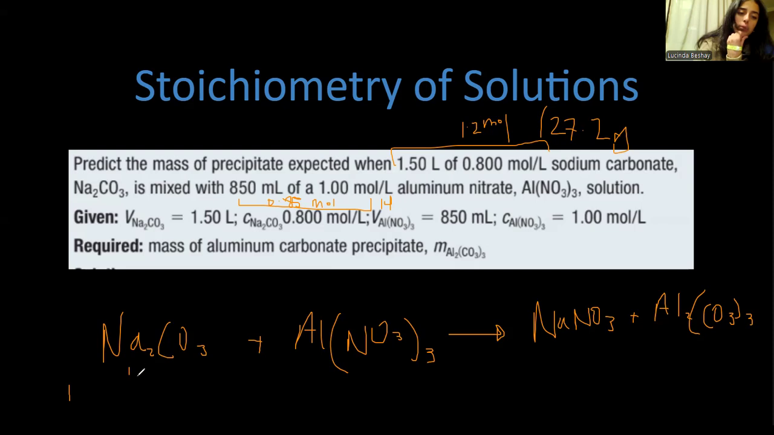That's going to be 1.2 moles. And then over here it's going to be 0.85 moles. But then the Na2CO3 would be a suitable option because it is the limiting reagent. So then when you do the molar ratio, you need to balance it first before you do it.